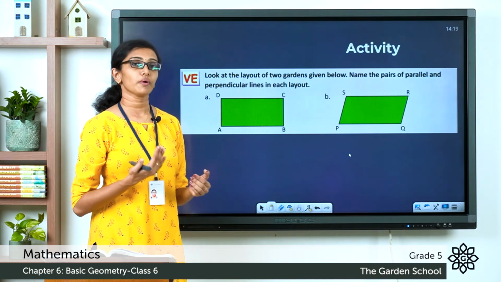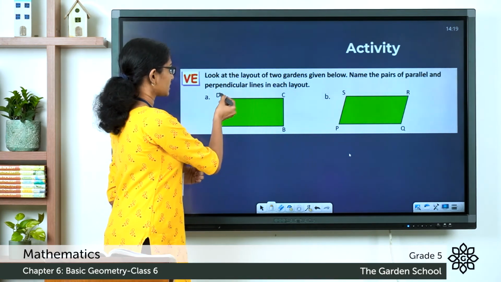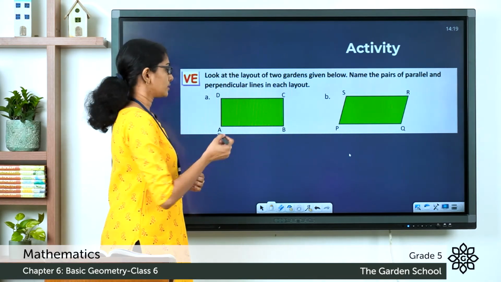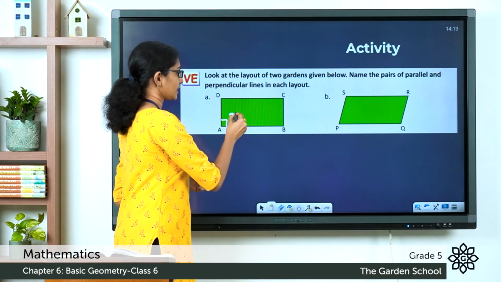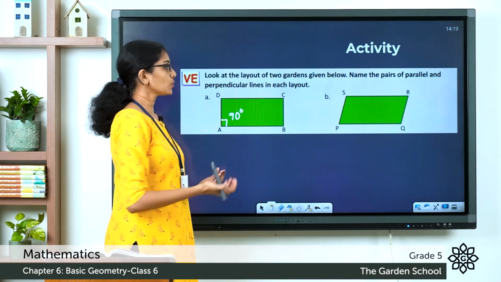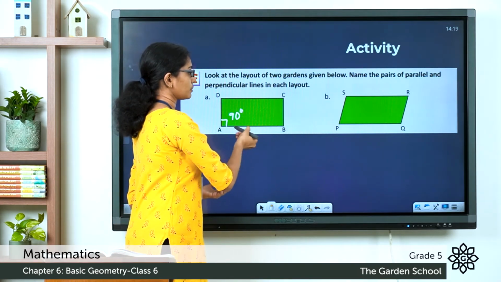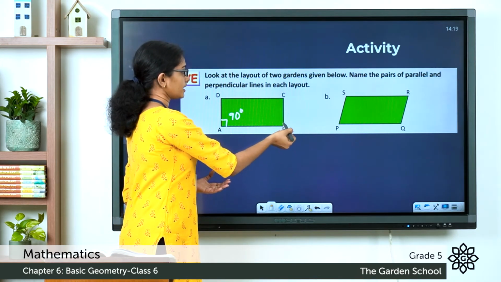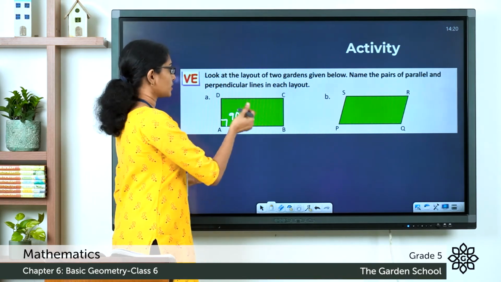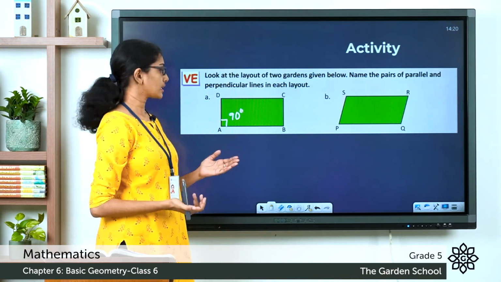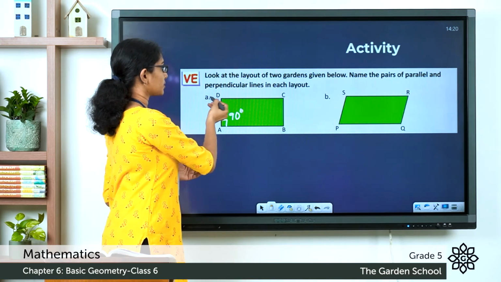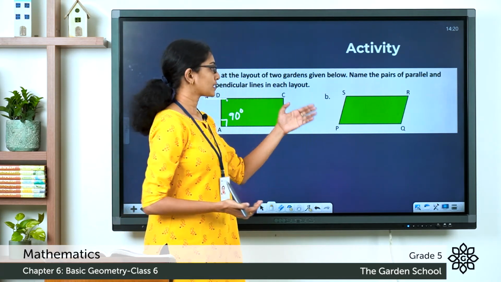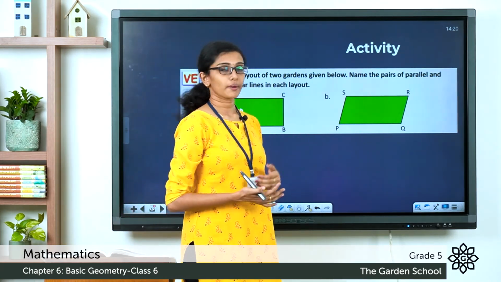Now what about the perpendicular lines? See, this line DA or AD is perpendicular to the line AB because the angle formed here will be 90 degrees. Also, the line BC or CB is perpendicular to the line AB. And this line BC is also perpendicular to the line CD. Similarly, the line AD is perpendicular to the line CD. Clear?